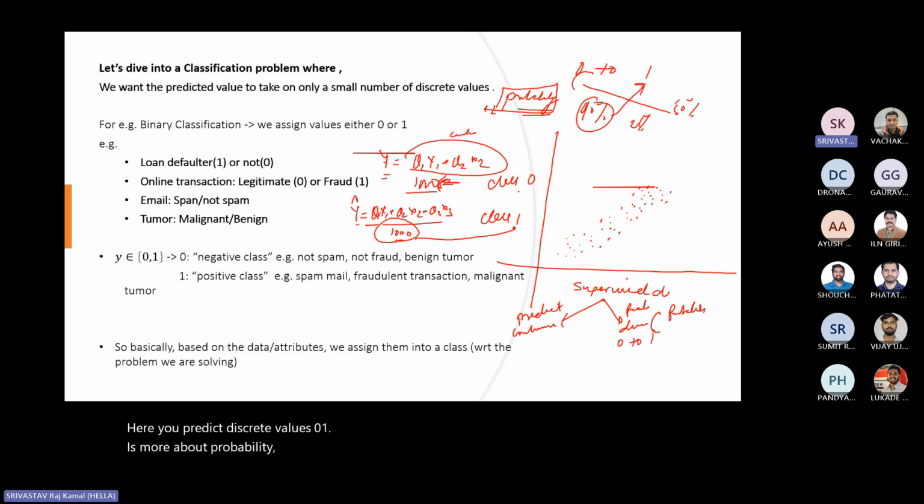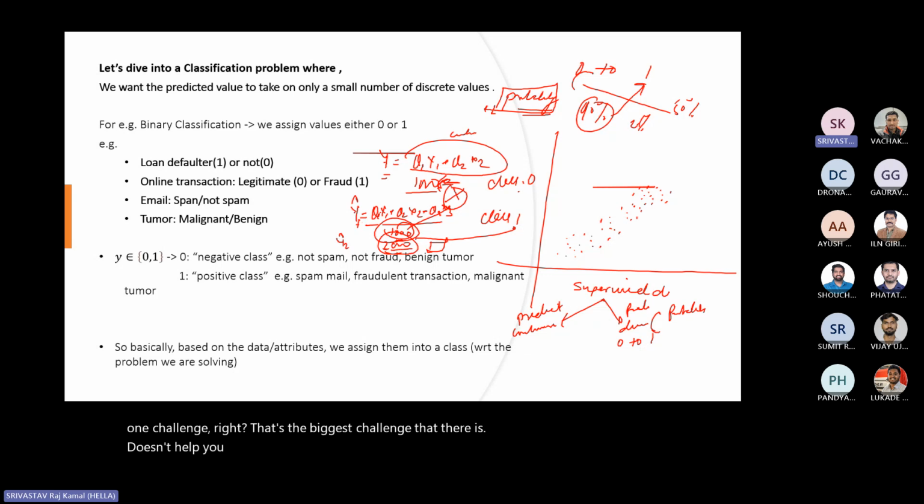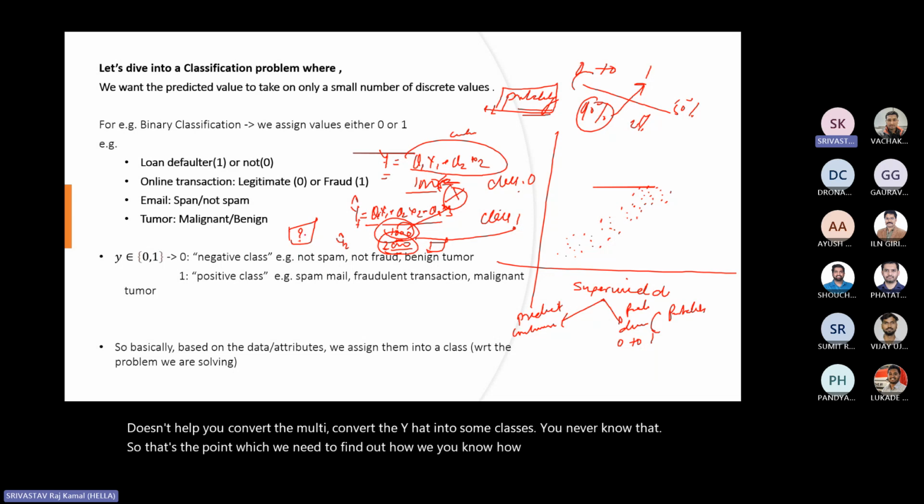So one example, 1000, maybe second row, this is first row, second row you get 2000. Now, is there any mechanism, some hidden function, which tells that if it is 2000, this is class 1? That's the biggest challenge. In linear regression we cannot relate these numbers with some probability or some class. That's the one challenge, right? Linear regression doesn't help you convert the y hat into some classes. You never know that. So that's the point which we need to find out, how we can do that. That's the objective, because linear regression will not help you solve this kind of problem.